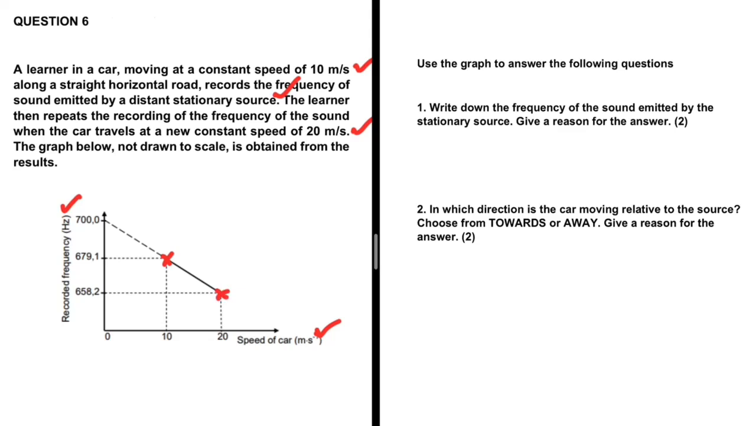658.2. Right, so let's make sense of this frequency when the speed of the car is 0 meters per second. When the speed of the car is 0 meters per second and our source is stationary, there is no Doppler effect. The frequency or the pitch observed doesn't change, right? So this 700 hertz that we have here is actually the value of Fs, the emitted frequency, because it's the frequency we have when the speed of the car is 0 meters per second.